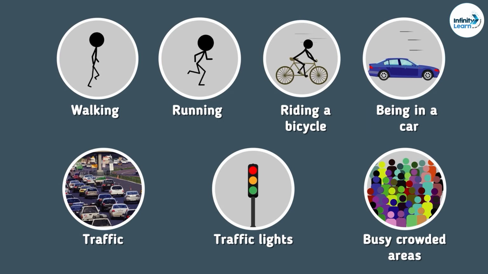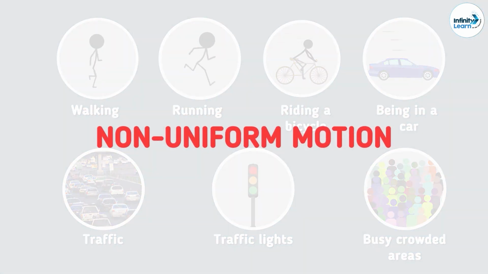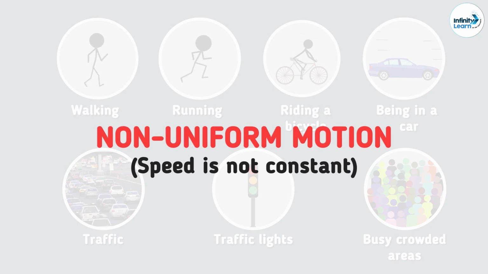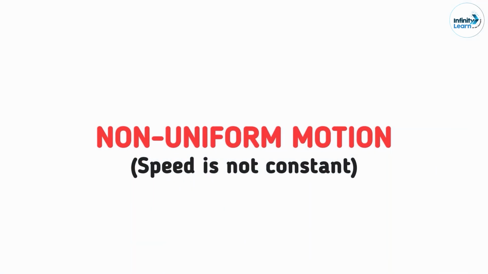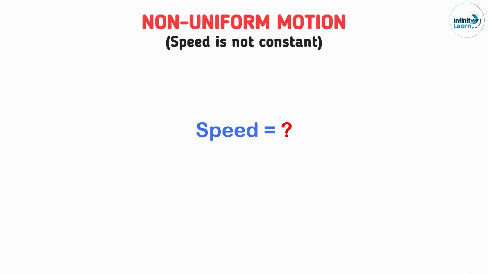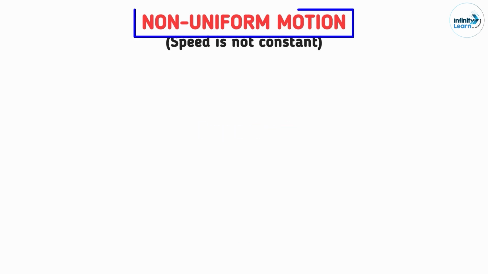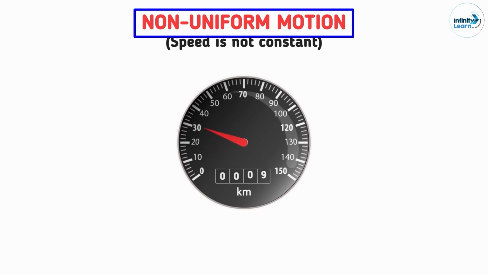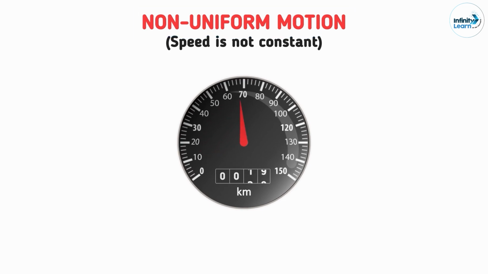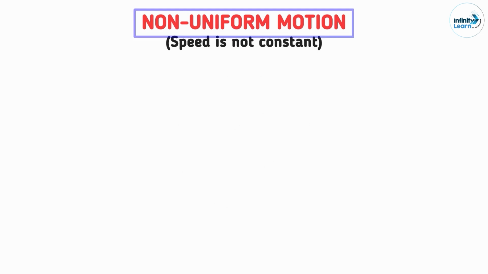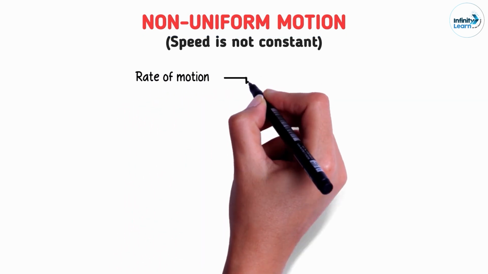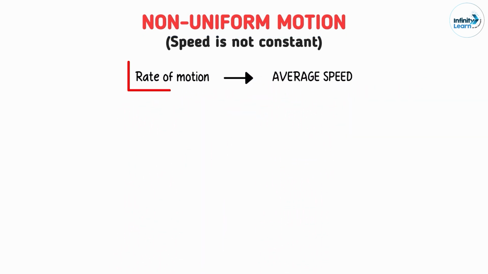Such cases are examples of non-uniform motion. The speed of the object is not constant. So hang on, can we calculate speed for non-uniform motion? As the motion is not uniform, it will have different speeds at different points in time. When it comes to non-uniform motion, we refer to the rate of motion in terms of average speed. Yes, that's right, average speed. So how can we derive average speed?